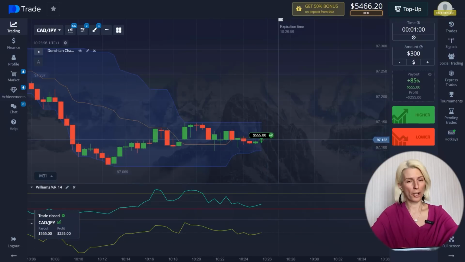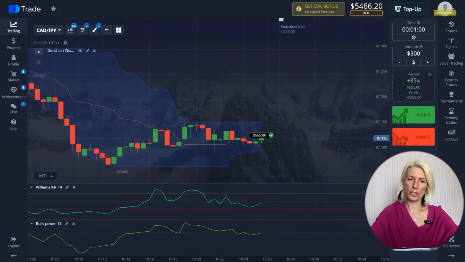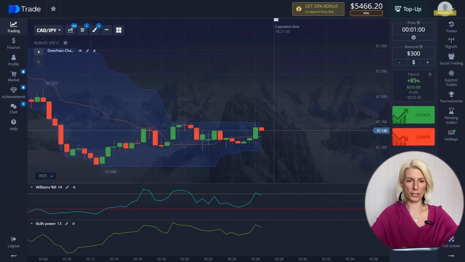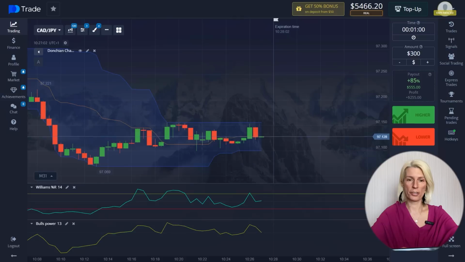And again, I was not mistaken, and the $255 I received is a good proof for that. Despite the fact that the price is flat, I was able to earn. The payout percentage in the last trade increased by 2%. And what will happen next?